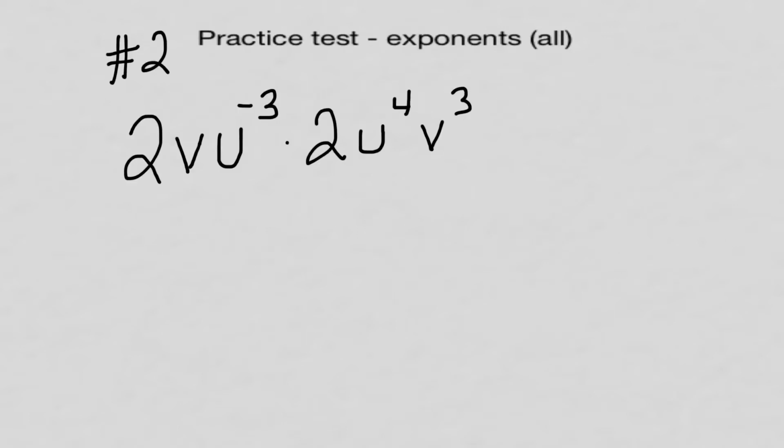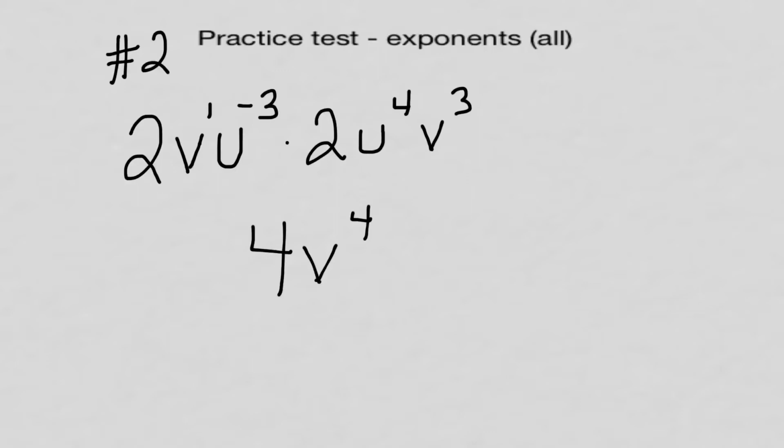Number 2. Same as the first. You got 2 different variables, and you've got the numbers out front. First thing I'm going to do is take care of the numbers. 2 times 2 is 4. Now I'm going to take care of the v's. V to the 1st, and if it just says v, I hope you know by now, it just means v to the 1st. Times v to the 3rd, you add exponents, you get v to the 4th.